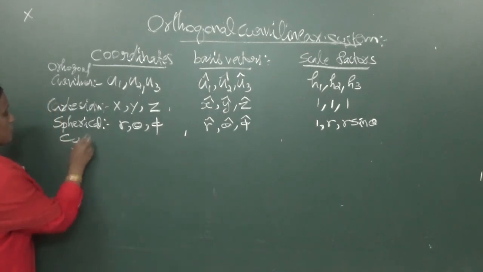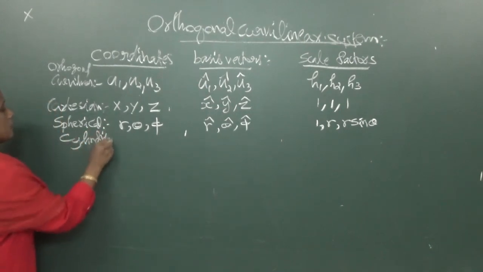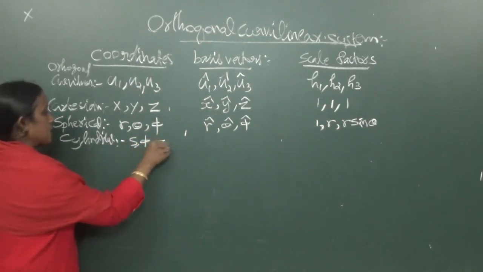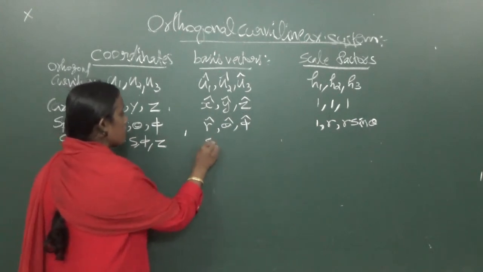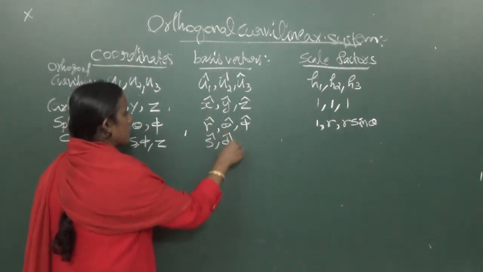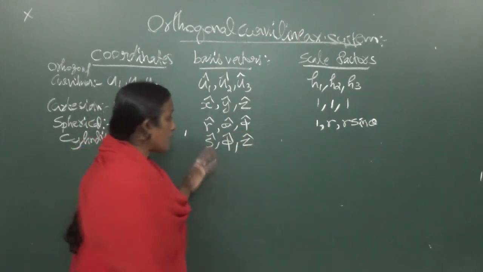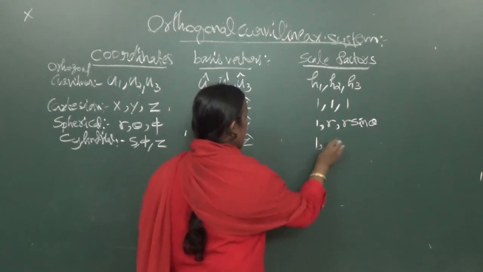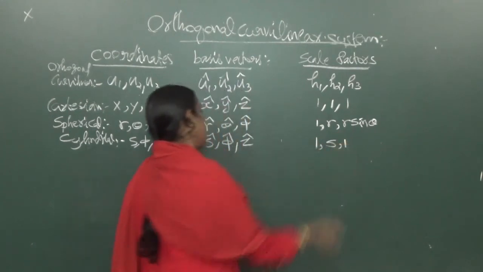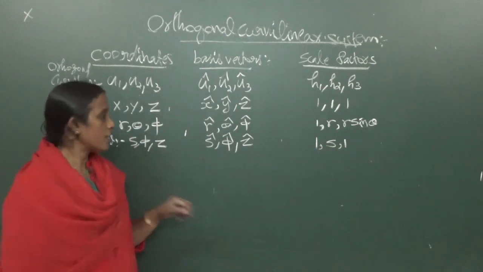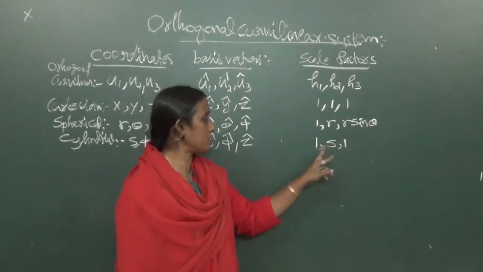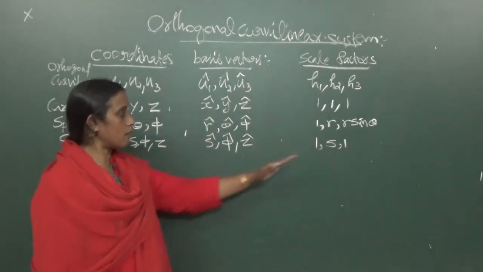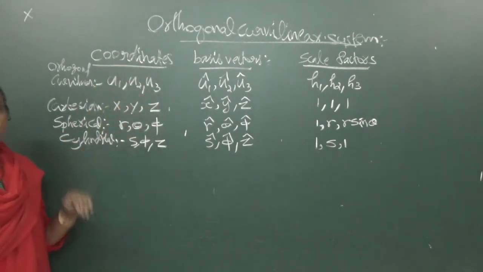When you speak about the cylindrical system, there we have s, phi and z, corresponding to s cap, phi cap and z cap. And here the scale factors are 1, s and 1. So s d phi is the length element here, ds here, dz itself. These are the summary of these coordinate systems.